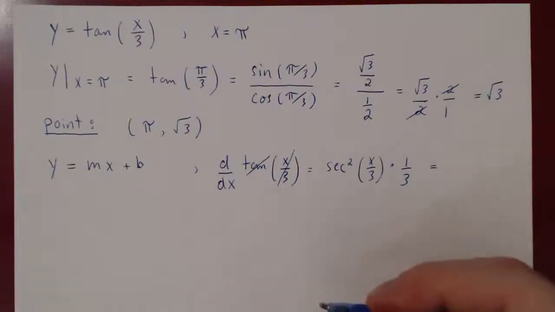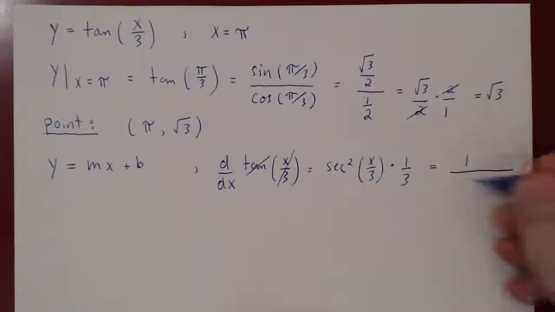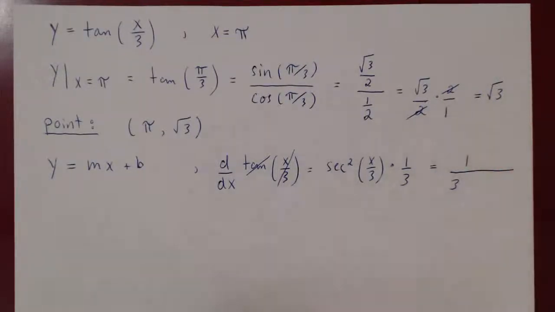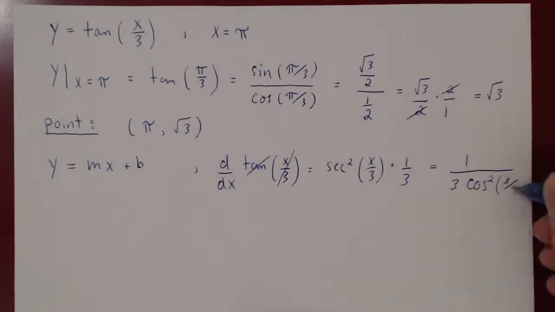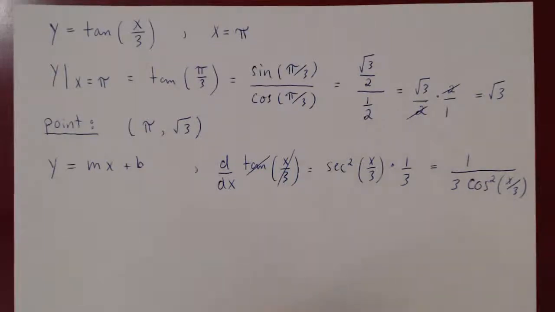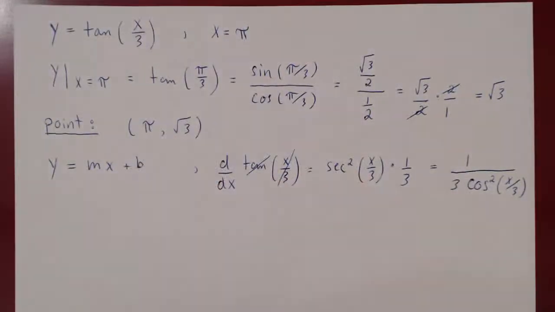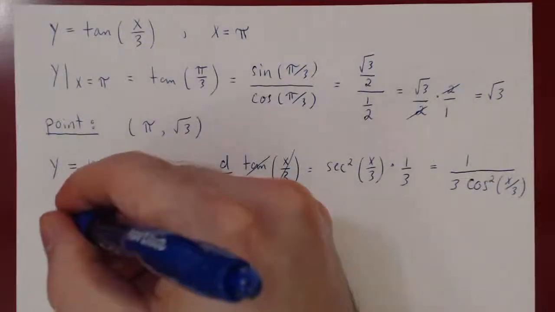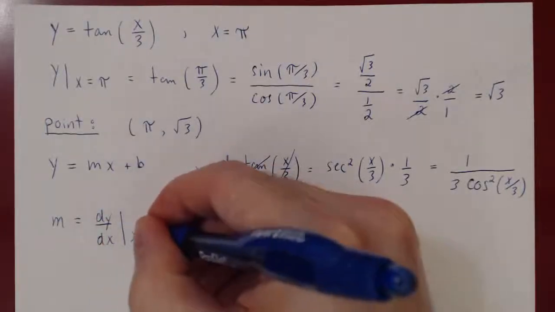And we can write this, if you want, in terms of sine and cosine. This is 1 over the 3 here, and secant is 1 over cos. So secant squared is 1 over cos squared, so we'll have here over cos squared of x over 3. And this is now the derivative of the function at any given value of x. Well, we want the derivative specifically at x equals pi, and this will give us m. So m is the derivative of the function at the point of interest, which is pi.